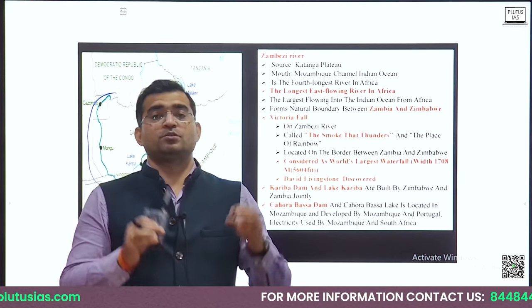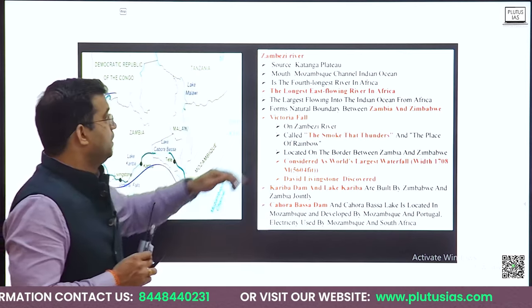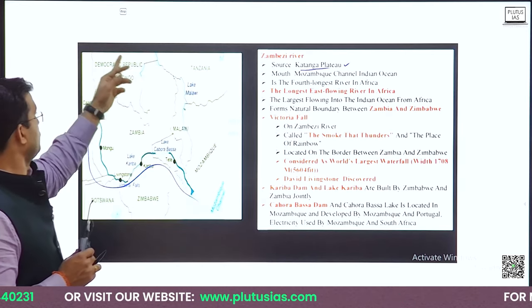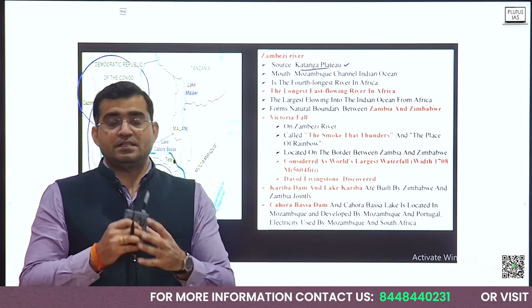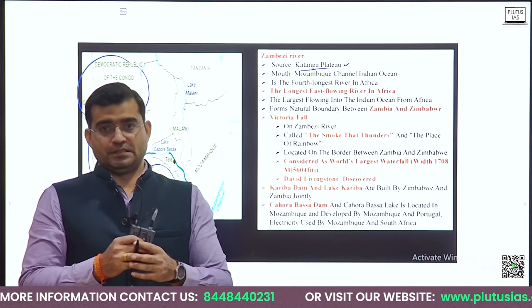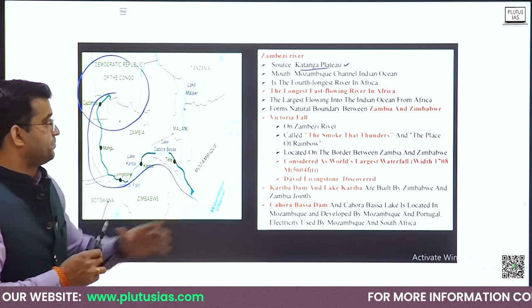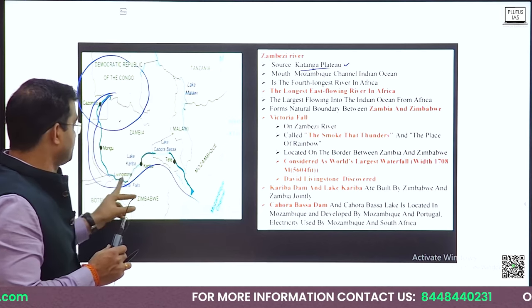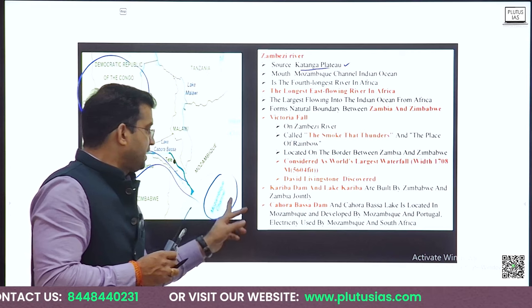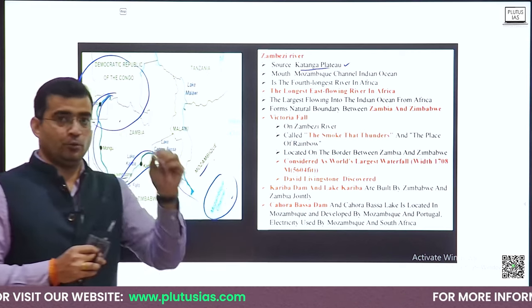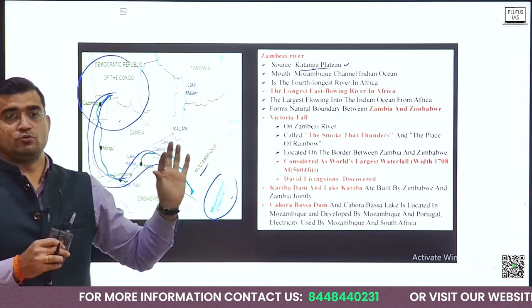The Zambezi River is one of the most popular rivers in the world. The Zambezi River rises from the Katanga Plateau. Earlier UPSC also asked a question on this Katanga Plateau. The Katanga Plateau in Africa is considered a mineral-rich area. It is endowed with uranium, copper, and even bauxite. So it rises from this part, and thereafter, making the border between Zambia and Zimbabwe, it drains into the Mozambique Channel, part of the Indian Ocean near the coast of Mozambique. Now this river is the largest river of Africa that drains into the Indian Ocean.